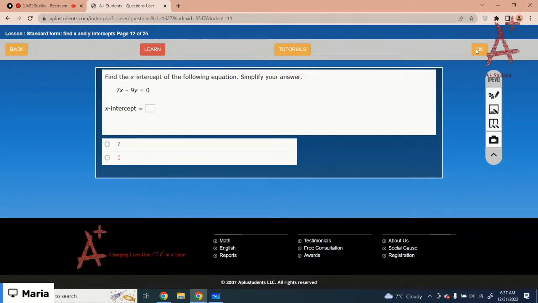Find the x-intercept of the following equation. Simplify your answer. 7x minus 9y equals 0. So the x-intercept is, it would be 0.